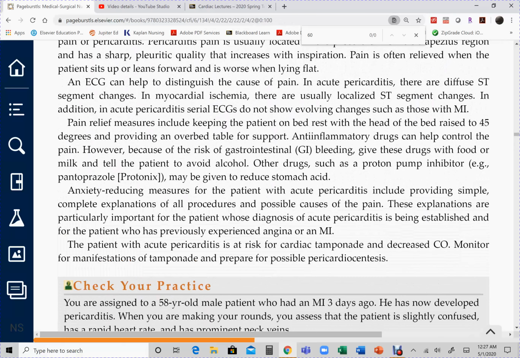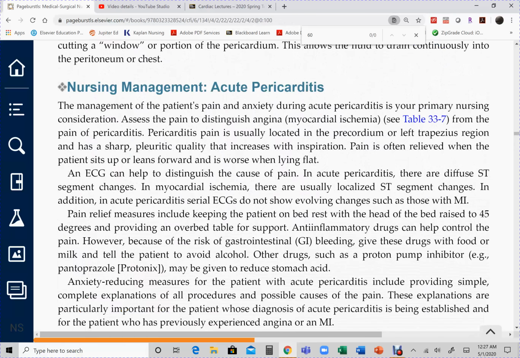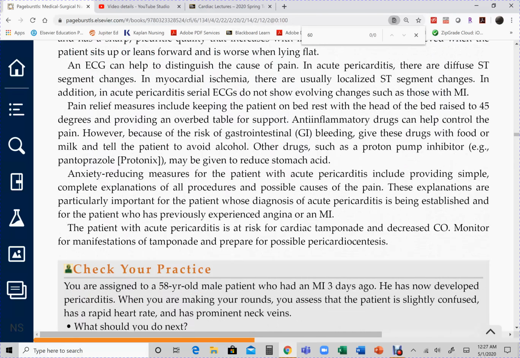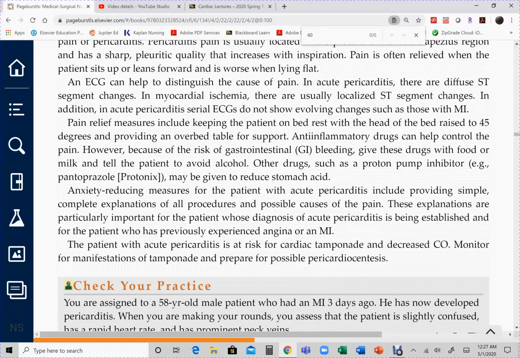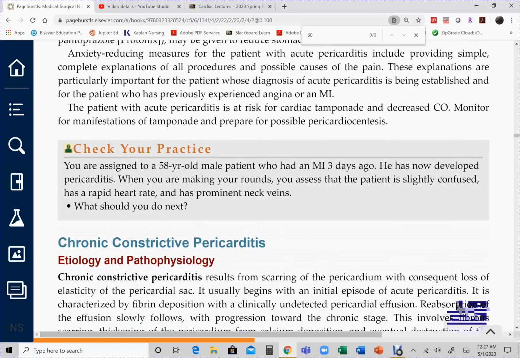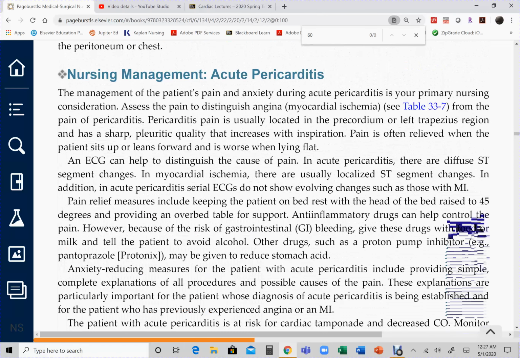Please read the rest on your own. I've pretty much covered the most important part, because the management here again is based on the cause. This is cause specific.